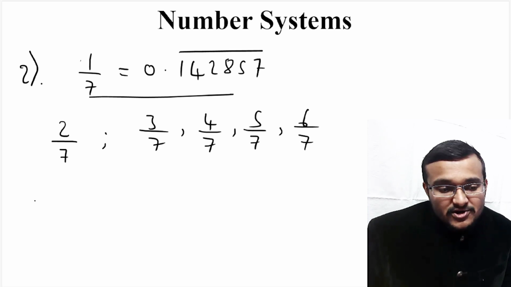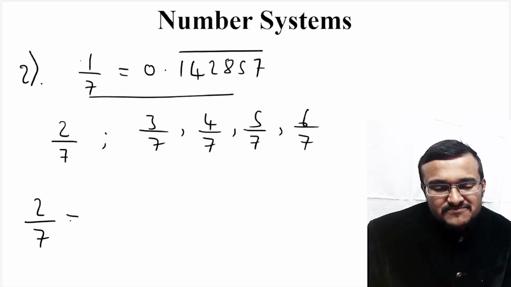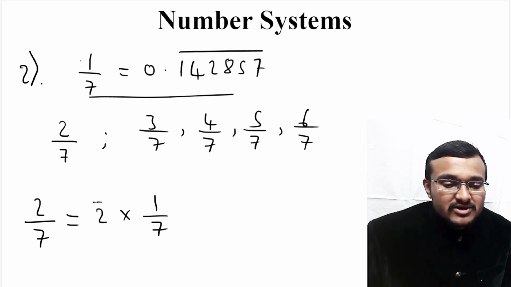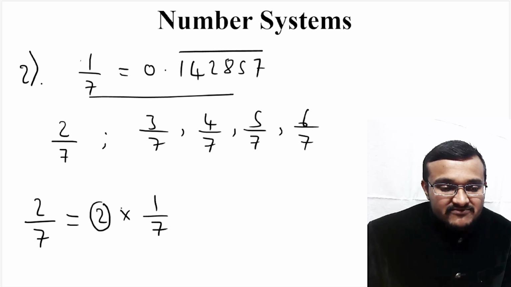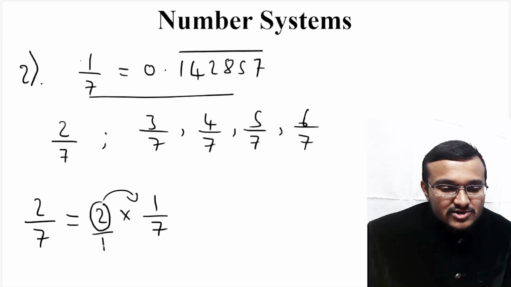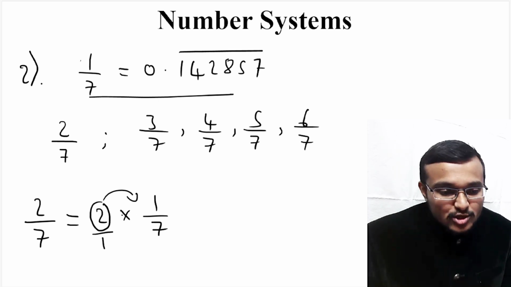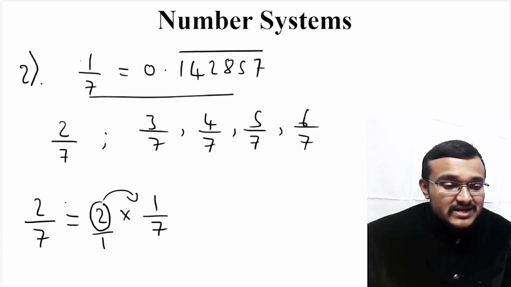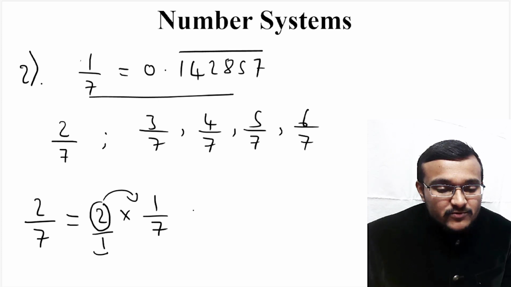Now in order to do 2 by 7, the simplest method is you can just multiply 2 with 1 by 7. Because when you multiply 2 with 1 by 7, you will get 2 by 7, because 2 is nothing but 2 by 1. When there is multiplication, directly you can multiply numerator and numerator, denominator and denominator. So 2 ones are 2, 7 ones are 7. Again 2 by 7 you will get. So that means 2 by 7 I can write as 2 into 1 by 7.